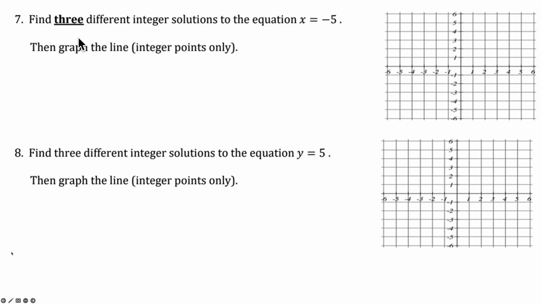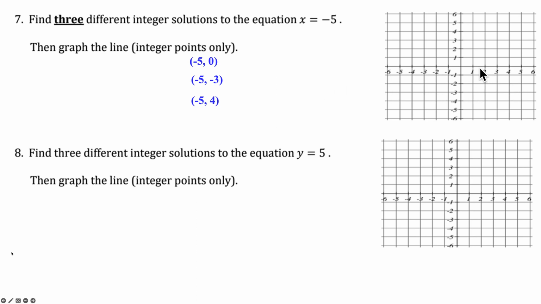Okay, number 7, we're going to find 3 different points. Now in this case, notice my equation is x equals negative 5. There is no y coordinate. So there's no y variable. There will be no crossing of the y-axis. So this is a vertical line. So I can have negative 5, 0, negative 5, negative 3, negative 5, 4, negative 5, 6, negative 5, 1.